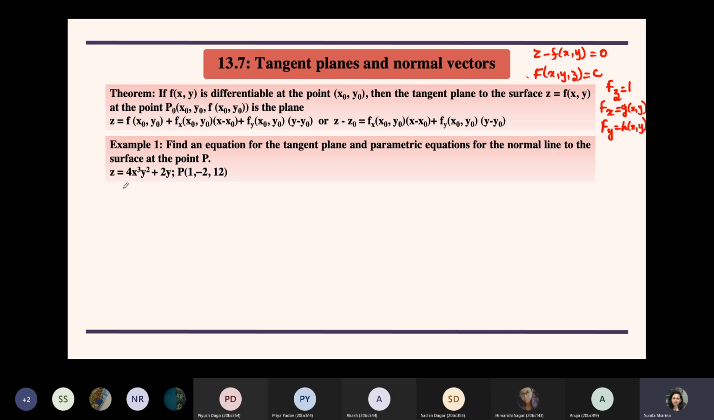As I said, if you want, you can take capital F is z minus this, and do it like the previous question, which is equal to 0. Or you can use it like this: z is equal to f(x,y), which is this, and then use this particular formula.